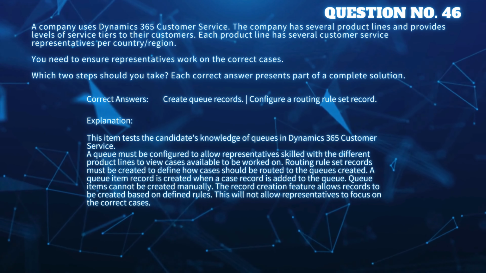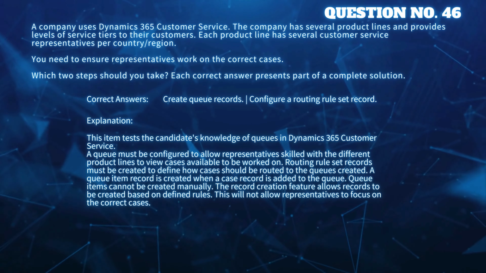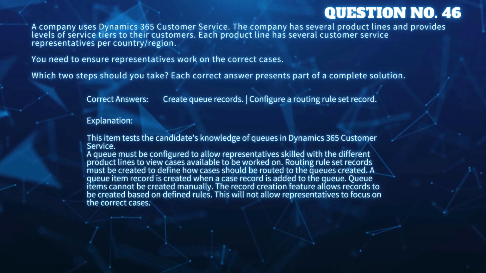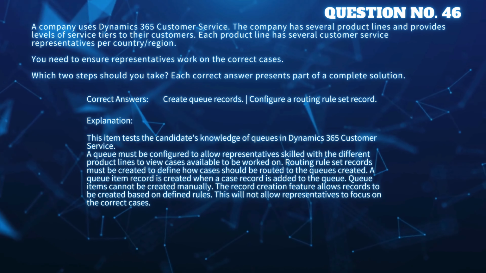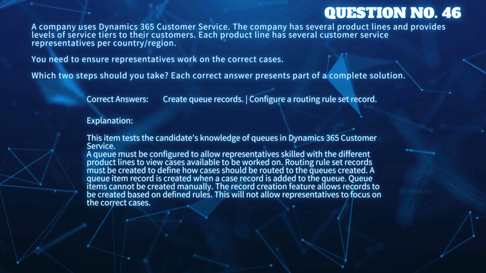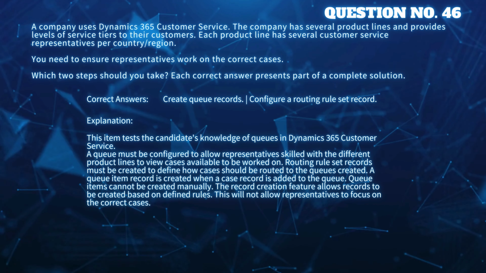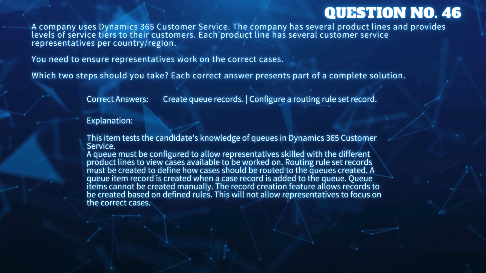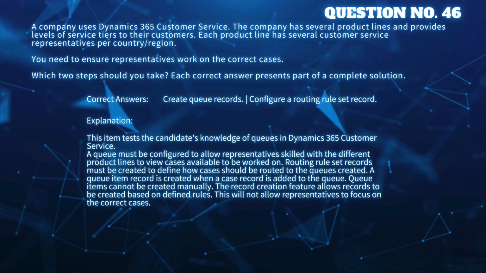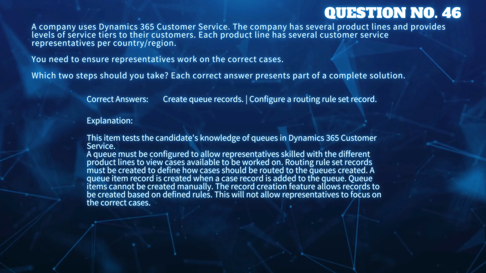Explanation: this item tests the candidate's knowledge of queues in Dynamics 365 Customer Service. A queue must be configured to allow representatives skilled with the different product lines to view cases available to be worked on. Routing rule set records must be created to define how cases should be routed to the queues created. A queue item record is created when a case record is added to the queue. Queue items cannot be created manually. The record creation feature allows records to be created based on defined rules. This will not allow representatives to focus on the correct cases.